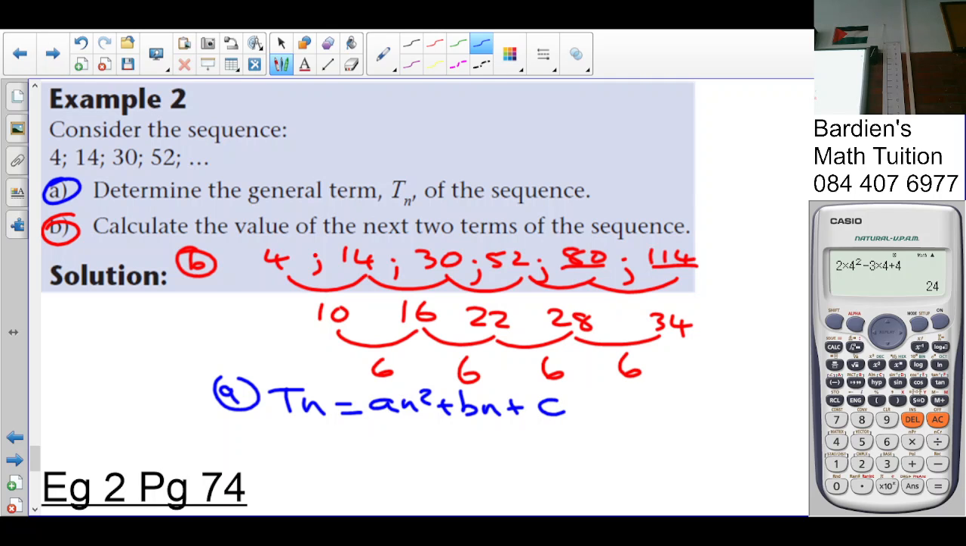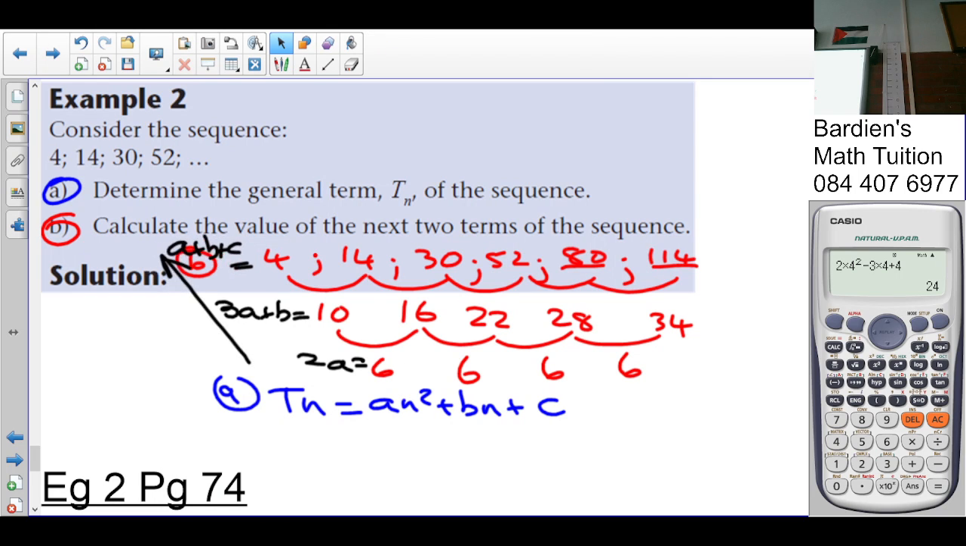Okay, remember what must we write on the side? 2a, 3a plus b, and a plus b plus c. You will write this so many times that you will remember it. Okay? So work out the values of a, b, and c quickly.